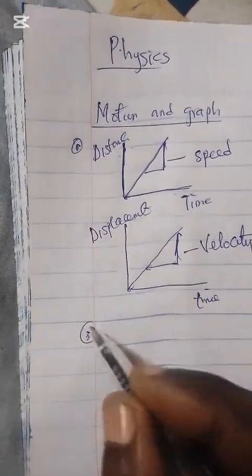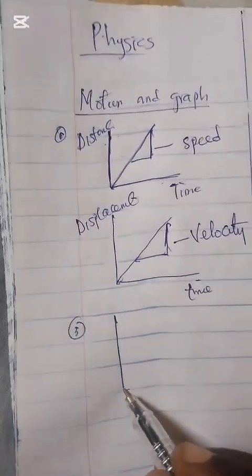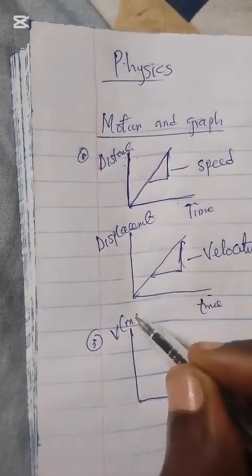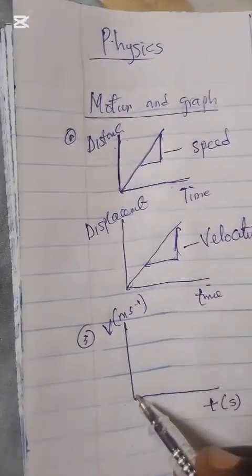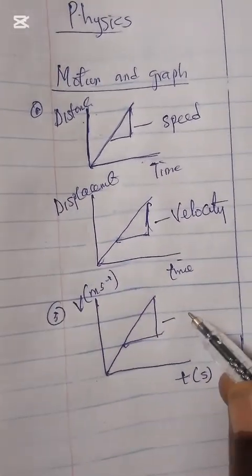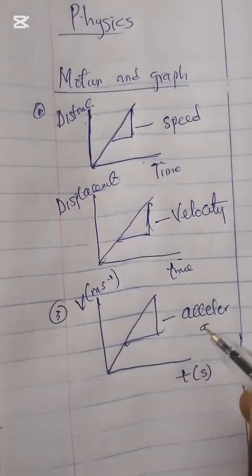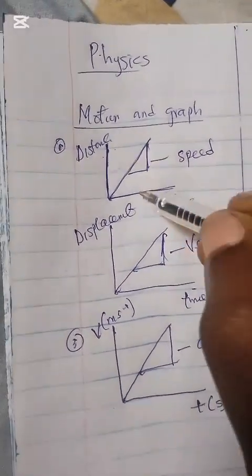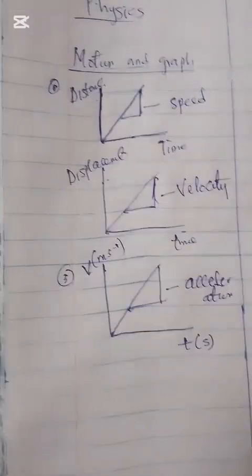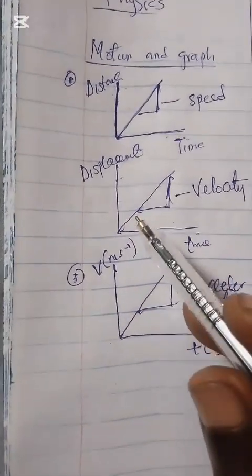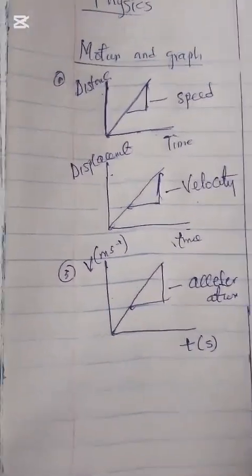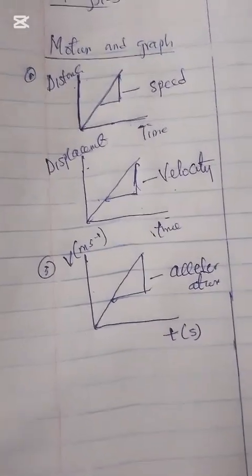Then the third is, this is time in seconds and this is velocity in meters per second. The slope of a velocity time graph will represent acceleration. So the slope of a distance time graph represents speed, the slope of a displacement time graph represents velocity, and the slope of a velocity time graph represents acceleration of a moving object.